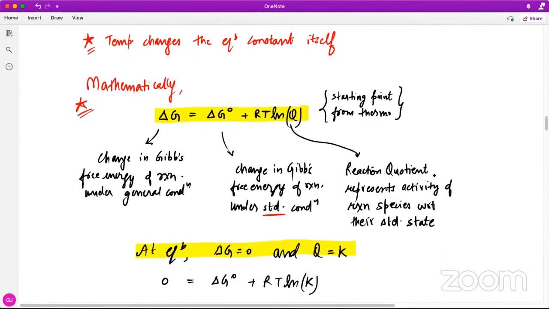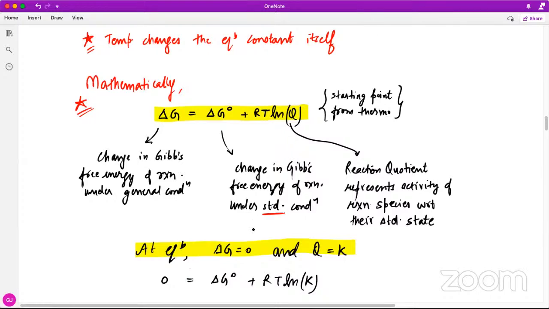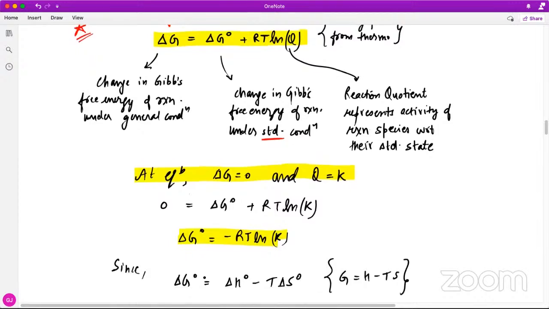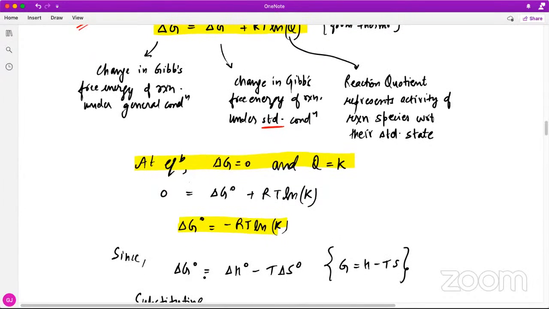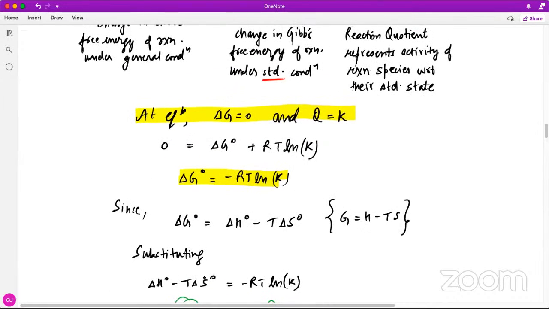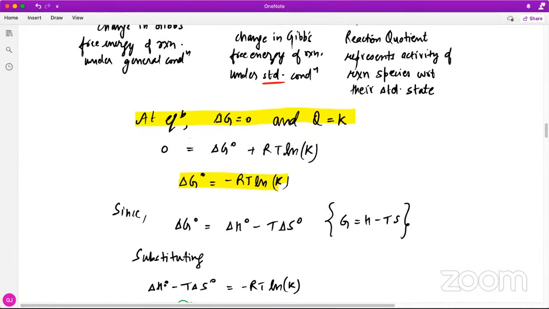Now, इसको अगर हम आगे सॉल्व करेंगे, यहाँ तक लिख लिया ना सबने अब? So I'll put delta G as 0 and Q as K at equilibrium. So I'll get delta G naught as minus RT ln K. And I also know that delta G naught is equal to delta H naught minus T delta S naught, right? So I will replace that and get the answer in the following manner: delta H naught is equal to T delta S naught minus RT ln K.